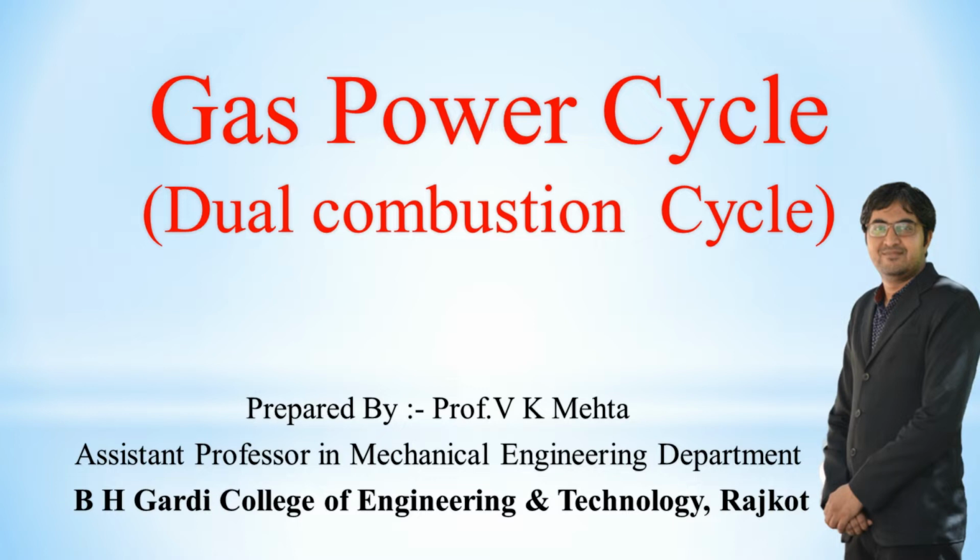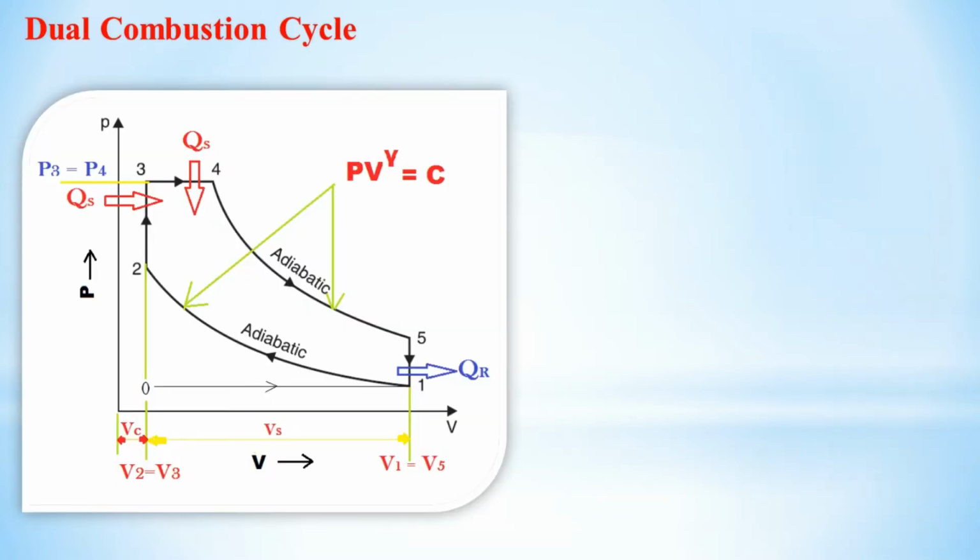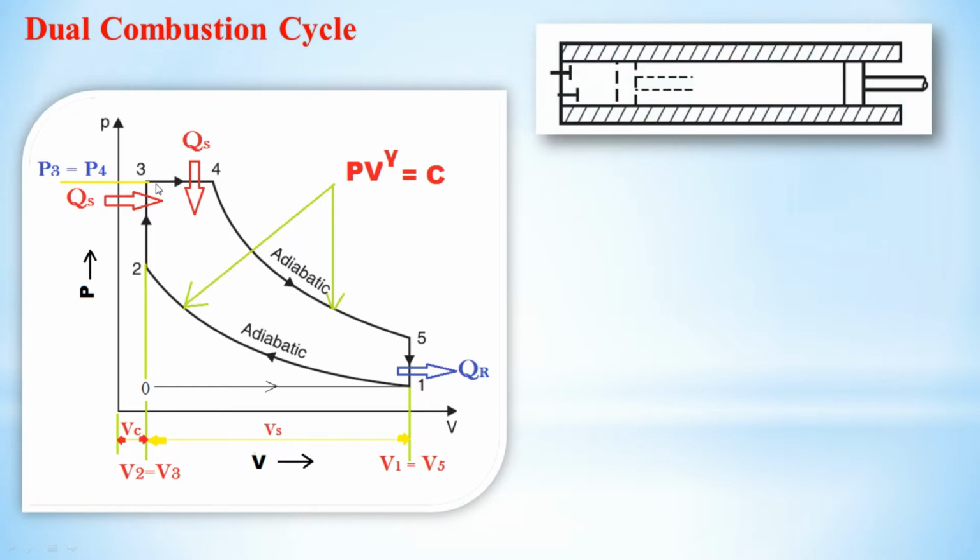In this video lecture, we will derive the equation for the dual combustion cycle. Here you can see the PV diagram for the dual combustion cycle. 0 to 1 is a constant pressure suction process. 1 to 2 is an adiabatic compression process. 2 to 3 is the partial heat supplied through a constant volume process, and 3 to 4 is the partial heat supplied during a constant pressure process.